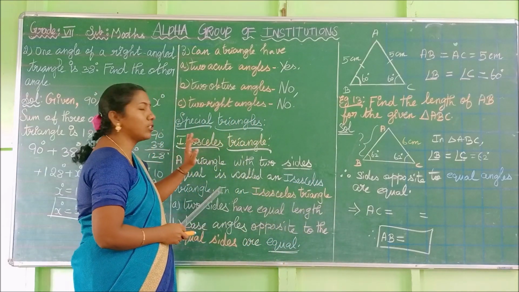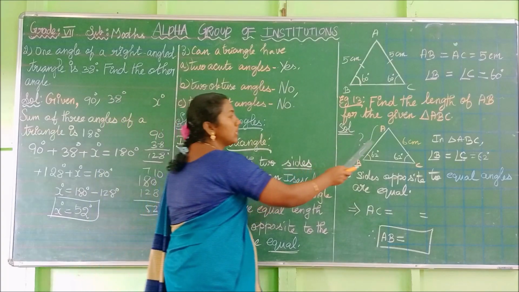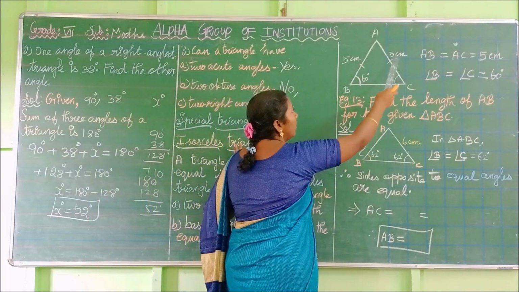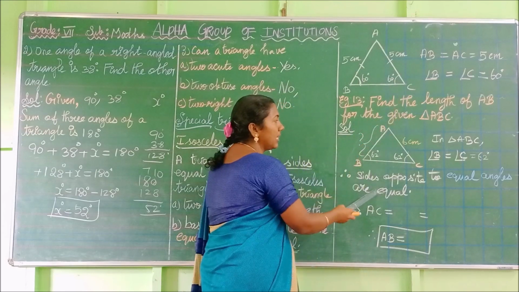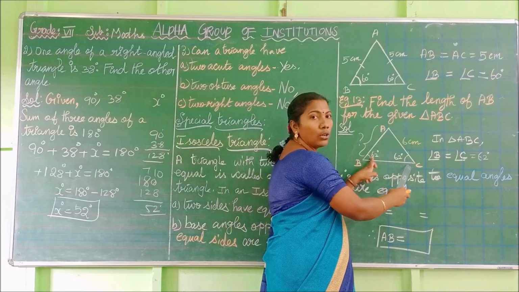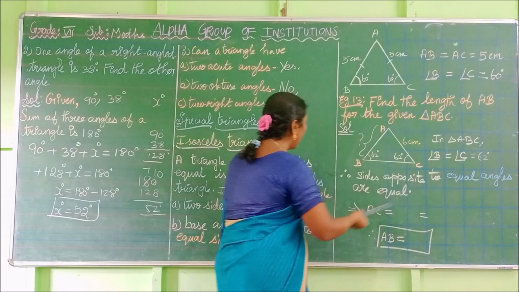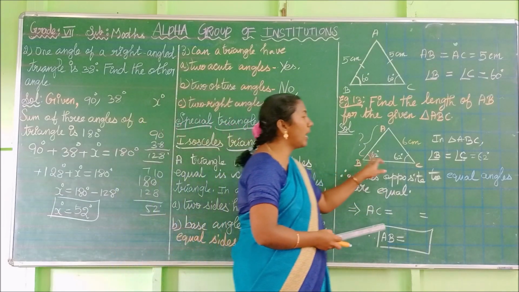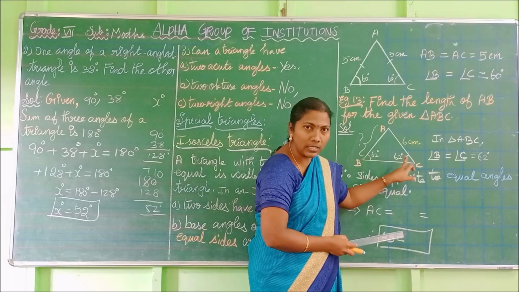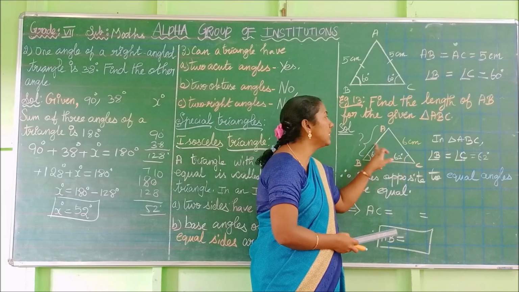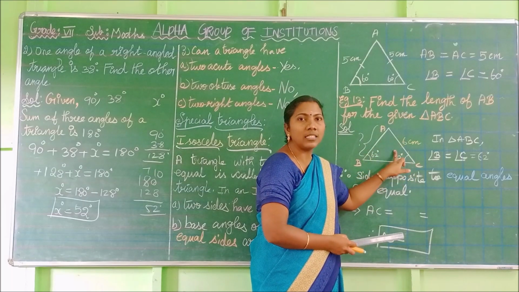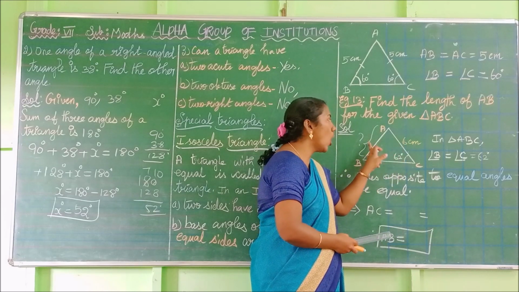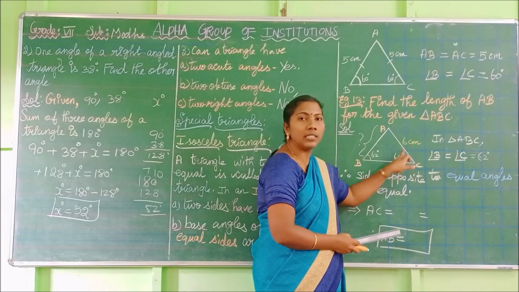What is the nature of the isosceles triangle? Two sides are equal and the angles opposite to the equal sides are equal. But see here, two angles are equal. So what should be there? You have to take the converse of this result. Okay. So two angles are equal. Two base angles are equal. Means the sides opposite to the base angles are equal. Sides opposite to the base angles are equal.